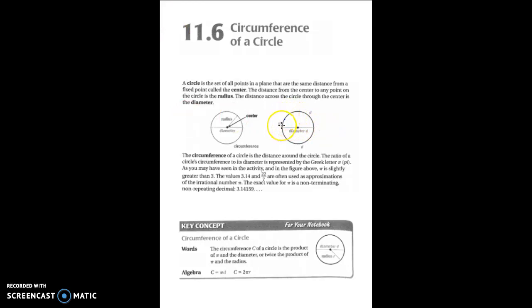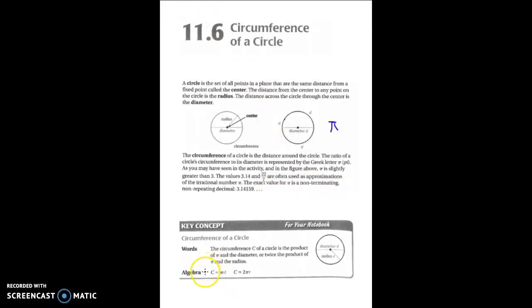Now, the ratio of a circle's circumference to its diameter is represented by a Greek letter, pi. Okay, you've all heard of what pi is. It's a magical number that is greater than 3. Normally we use 3.14, but it's actually a non-terminating, non-repeating decimal that goes on forever. 3.14159, and it goes on forever. That's all the digits that I could cite.